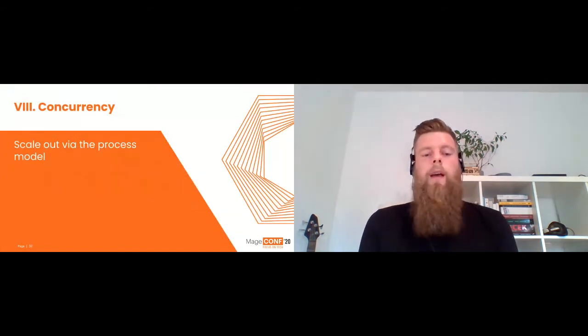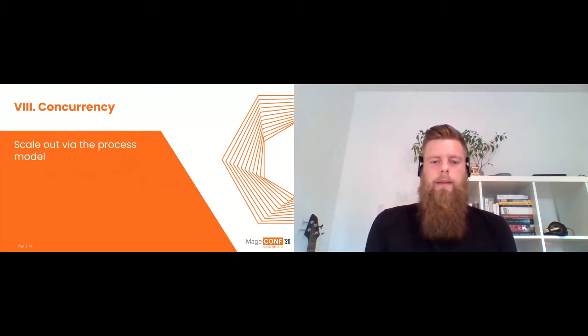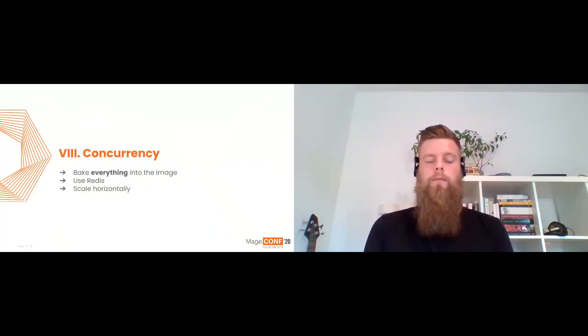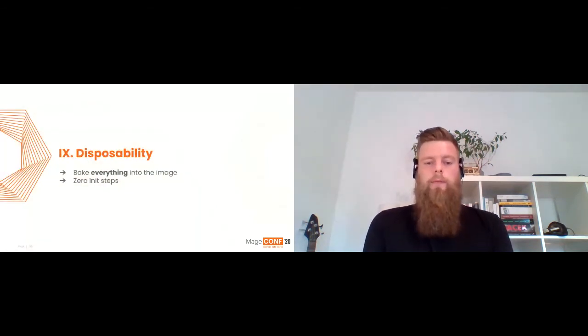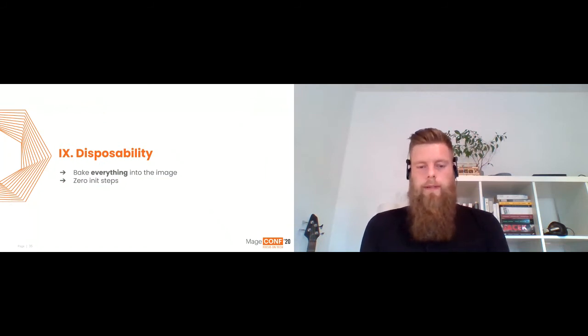Okay, so moving forward, we would also like to scale out via the process model, which basically means that we need to be able to scale horizontally. And for that, again, make sure that everything is in the image. This will be important for quick startup, and also use Redis to be able to share sessions between different containers. Next up, this is related. We want to maximize robustness with fast startup and graceful shutdown. So again, bake everything into the image, make sure it starts very fast, avoid any unnecessary initialization steps.